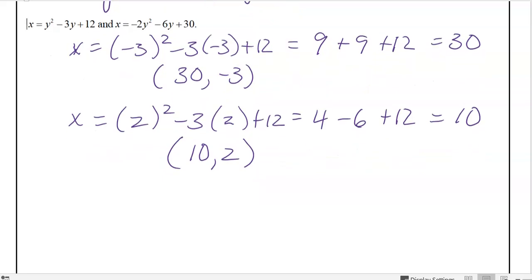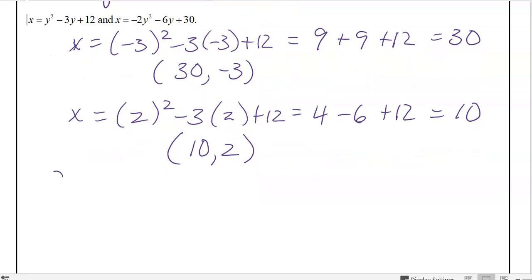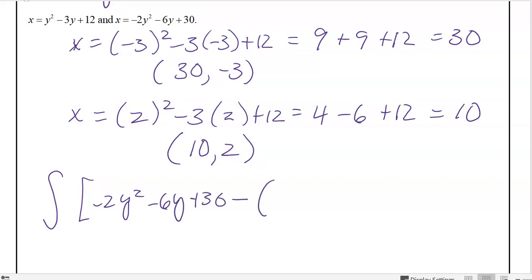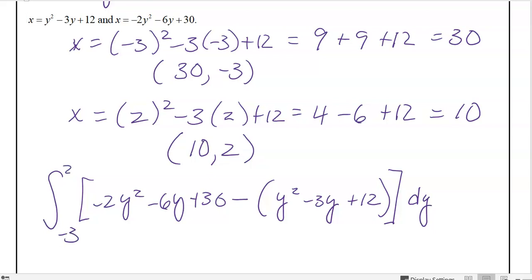In this case, then, we should set up our integral as follows. We should have the blue one first, which is negative 2y squared minus 6y plus 30. Minus, for the formula, then you must put the entire second parabola in the parentheses. But don't forget to distribute that negative. All the signs must change. Remember to use y values for your limits of integration since your differential is dy.